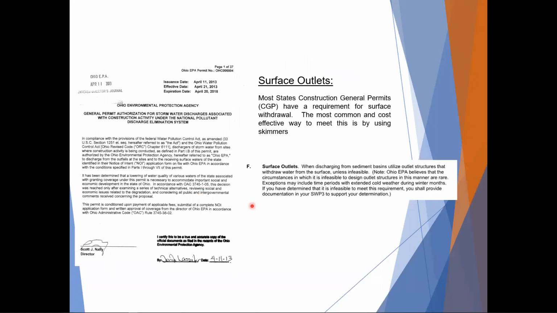Most states have something in their construction general permit about surface outlets. In most cases, it says something along the lines of, when discharging from sediment basins, utilize outlet structures that withdraw from the surface unless infeasible. Most of them have some kind of note that says basically, it's very rare that it's not feasible to do so. However, some exceptions may include cold weather, if you've got frozen conditions where something on the surface would freeze.